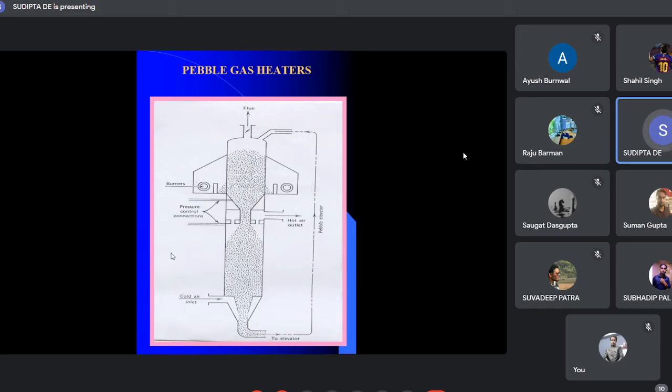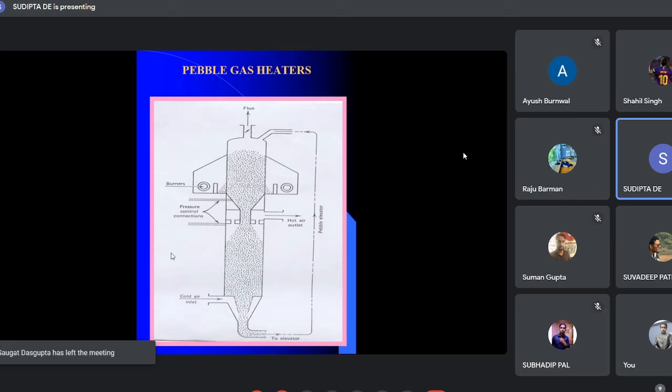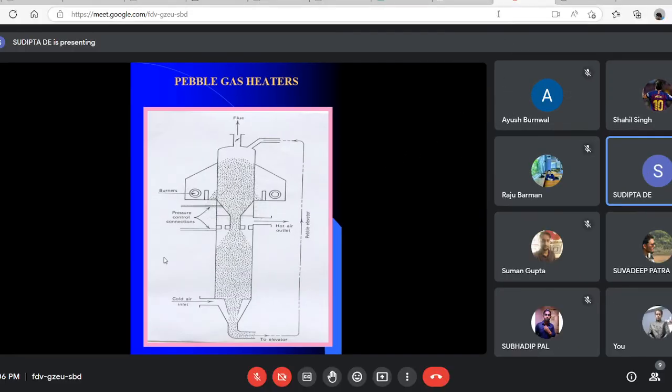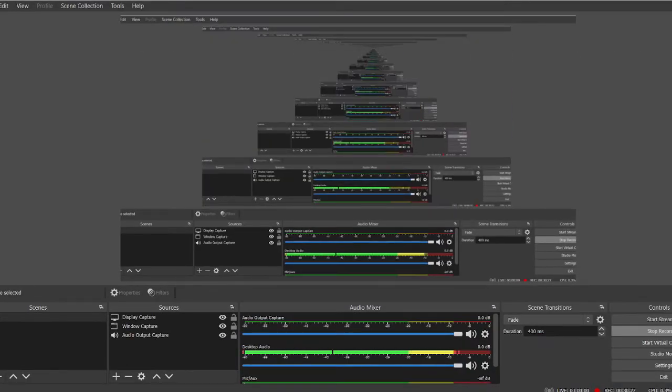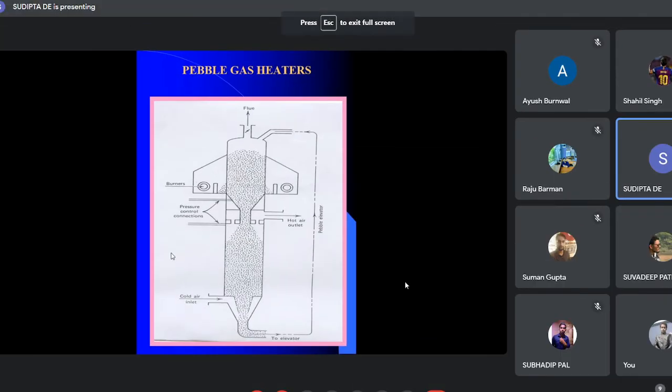After the heat exchange from the pebbles in the lower chamber, these are transferred back to the upper chamber through pebble elevators. The cycle continues this way.